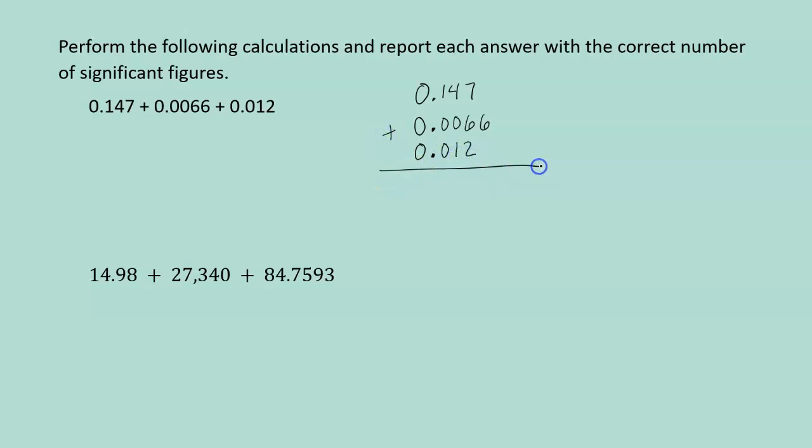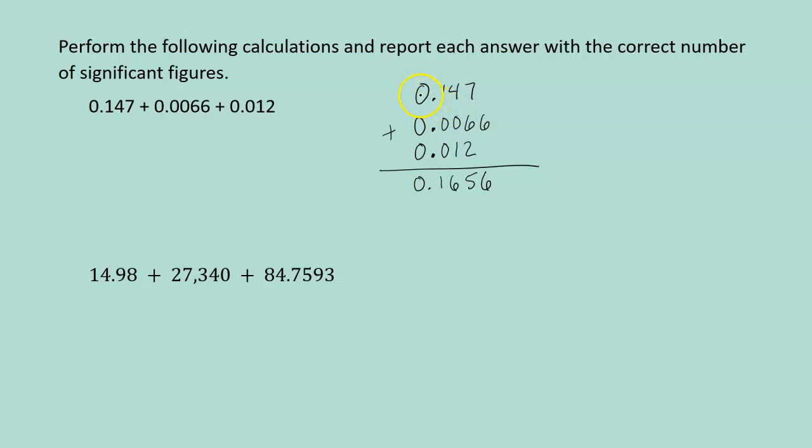Okay. Add those up. You can go ahead and put this into your calculator and get back 0.1656. Okay, now we're going to look at where the significance ends for each number and what decimal place that is.